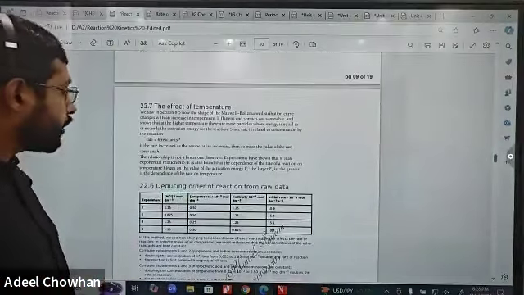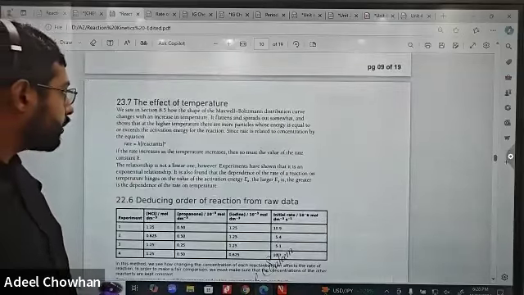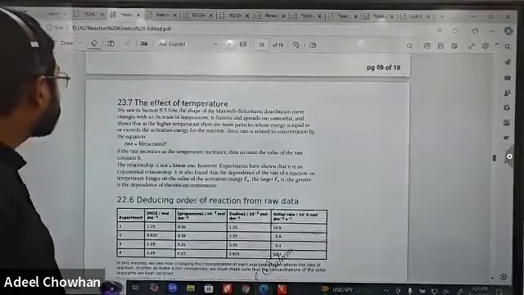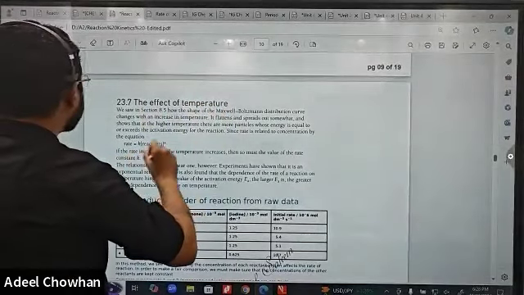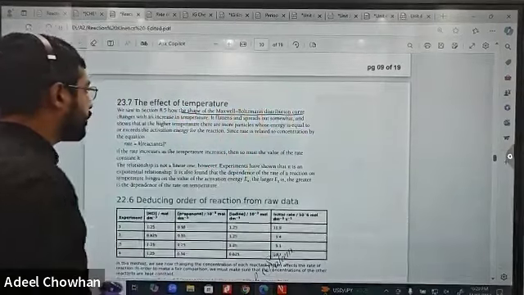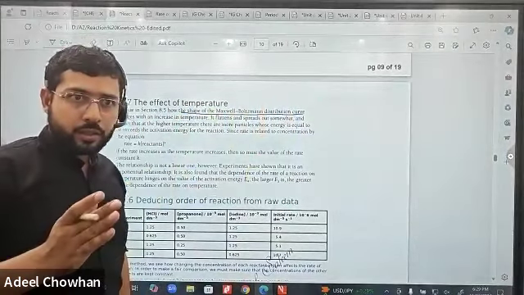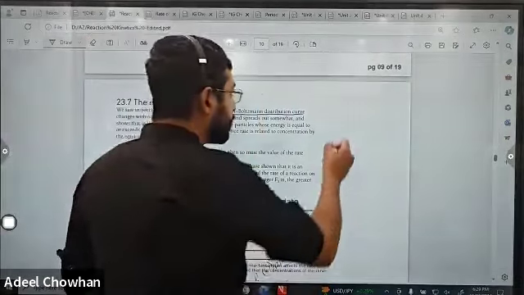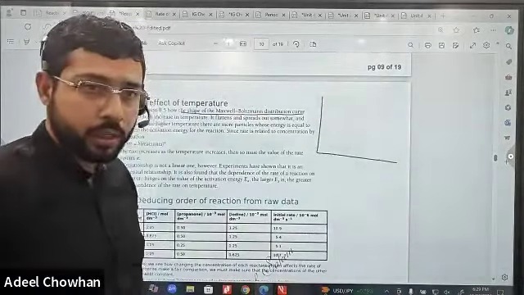We were doing the effect of temperature on the rate of the reaction. In this topic, it states that the shape of the Maxwell-Boltzmann distribution curve, which you studied in AS, also indicates the effect of temperature on the rate of the reaction. If you remember the shape of the Boltzmann curve, do you remember how it looked?